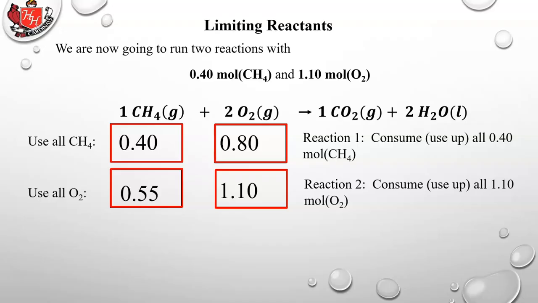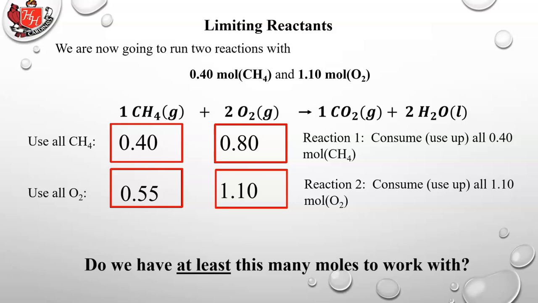So now we're going to see which of these reactions can run. Okay? So you have to ask yourself, do we have at least this many moles to work with? At least means you have that many moles or more. That many moles or more, okay? So let's look at the CH4, the first one. Yes, we do have 0.4 moles of CH4. That's exactly how much we calculated we have. So yes, we have that.